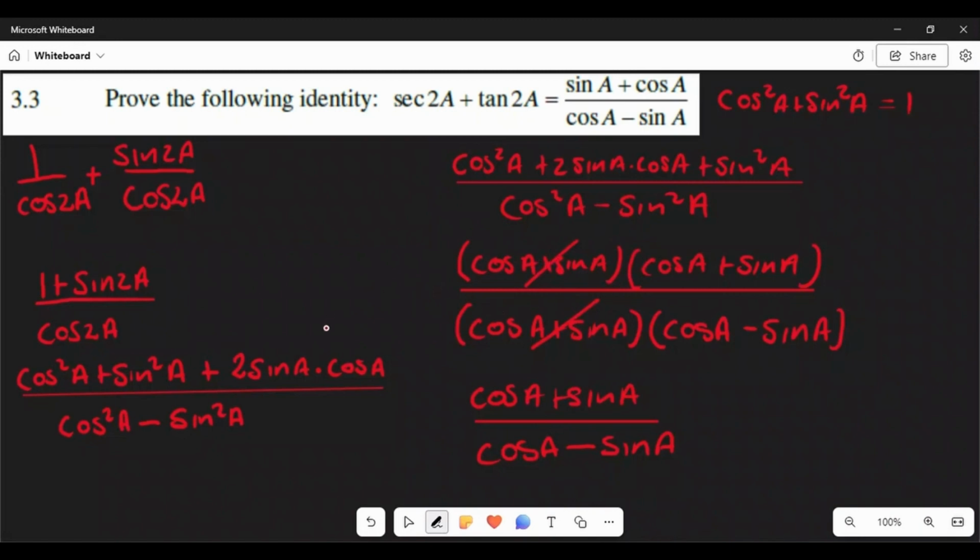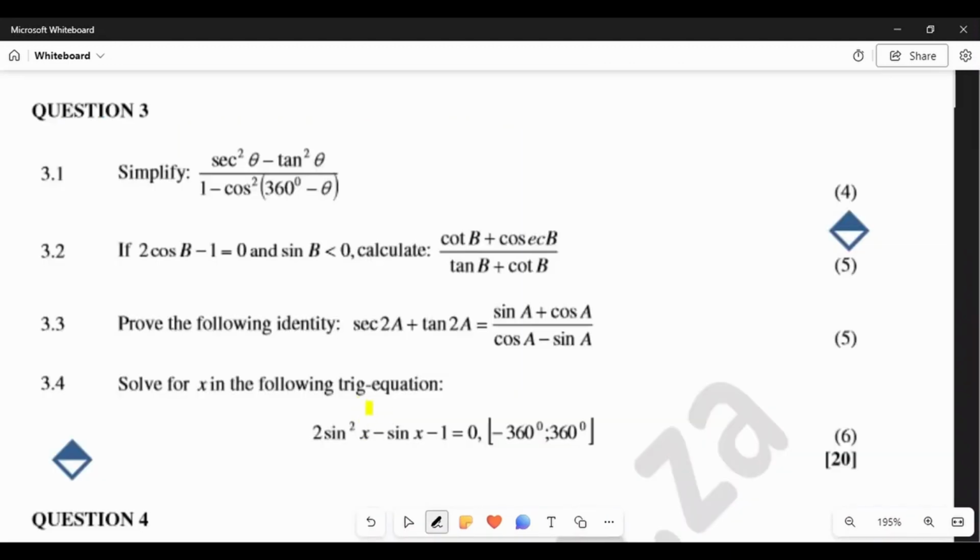Right, guys, let's go and do the last question, which is 3.4. Let's look at 3.4. They want us to solve for x in the following trig equation. This is the equation that is given to us. We have also been given the limit of where to begin and where to end.